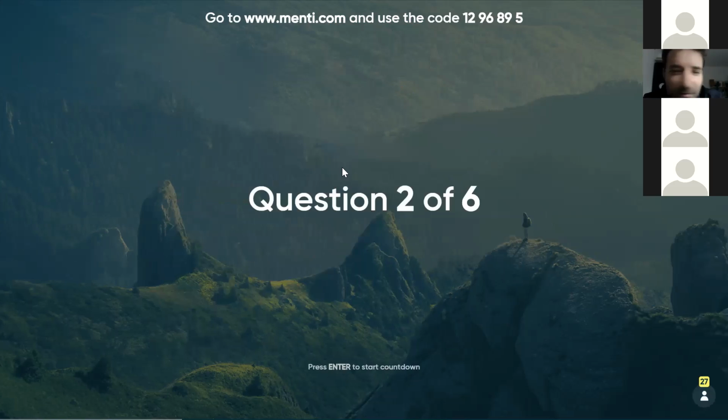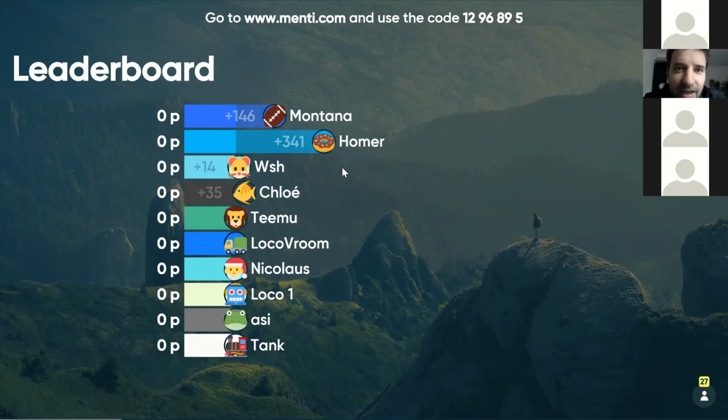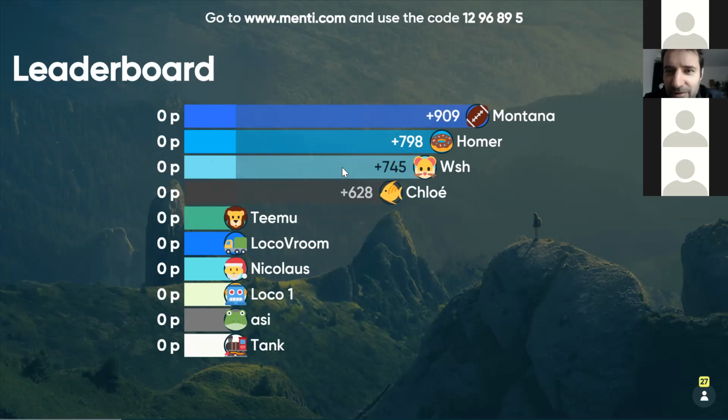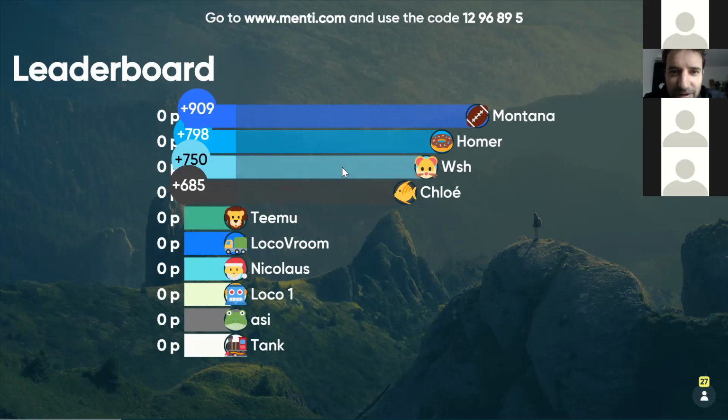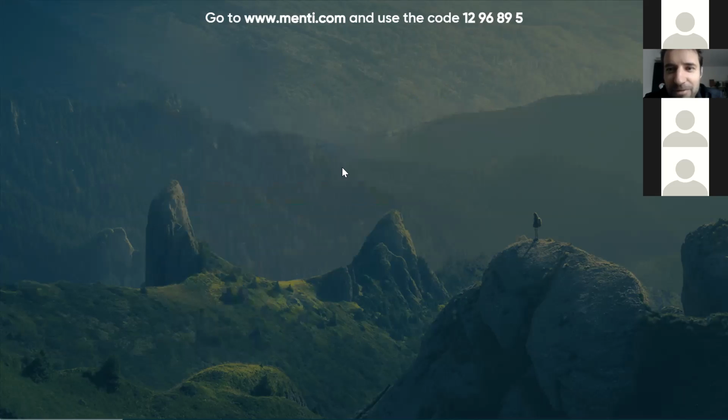But Montana, with the American football icon, takes the lead. And we have a new leaderboard. Homer with a donut is in second position, Vish the mouse is in third position, and Chloe in fourth position. Only four people got this right.